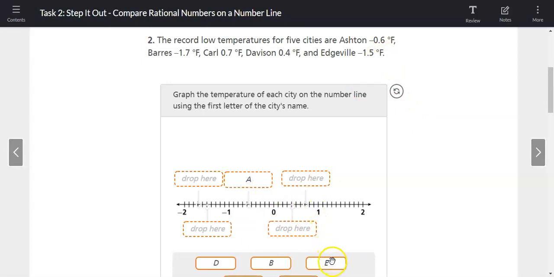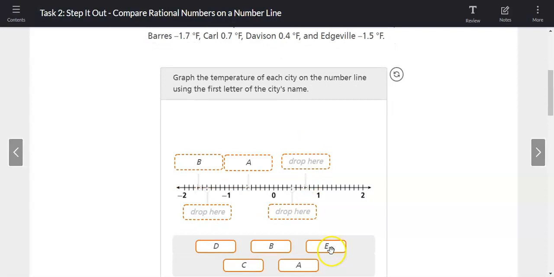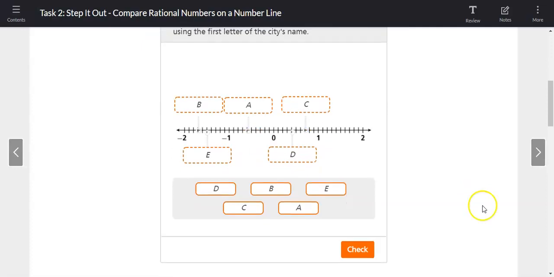B is Bars, negative 1.7. So hold on one second. We have 1, 2, 3, 4, 5, 6, 7. So B is going to go right here. C for Carl is 0.7. So 1, 2, 3, 4, 5, 6, 7. So C is going to go right there. D, Davison at 0.4. So the only positive one right there we saw was that one. So we're going to drag a D. Then we're going to drag an E for Edgeville at negative 1.5 over here. Let's check it out.